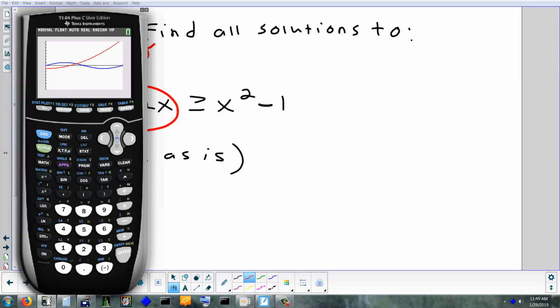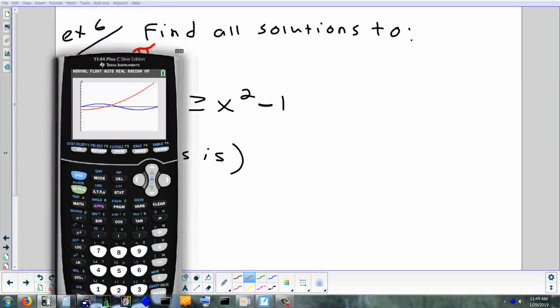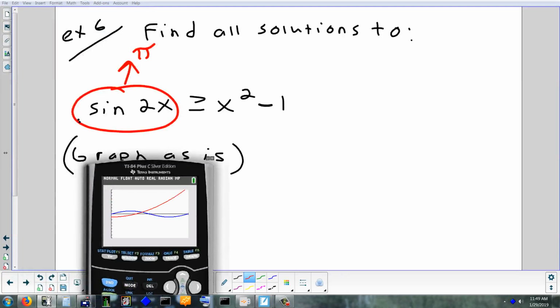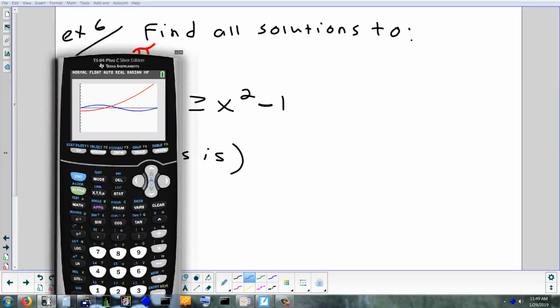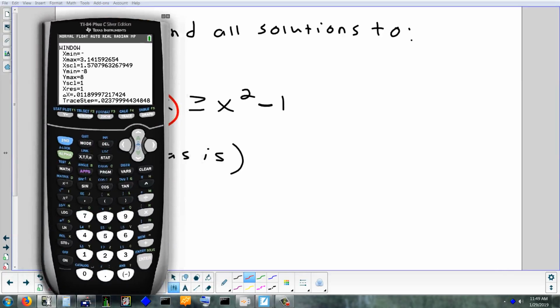Are we seeing a complete picture of the parabola? No. So I'm looking for where the trig function is above the parabola. Well, I think it's above to the left a little bit too, but I can't see over there. So I'm going to do this one a little different. It doesn't have to be symmetrical, but I need to see to the left more than I am now. So there's that. And now I can see pretty clearly when the graph in blue is above the graph in red.